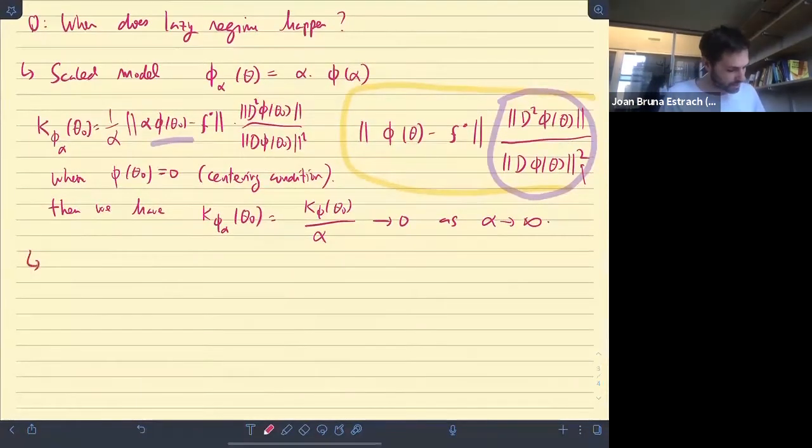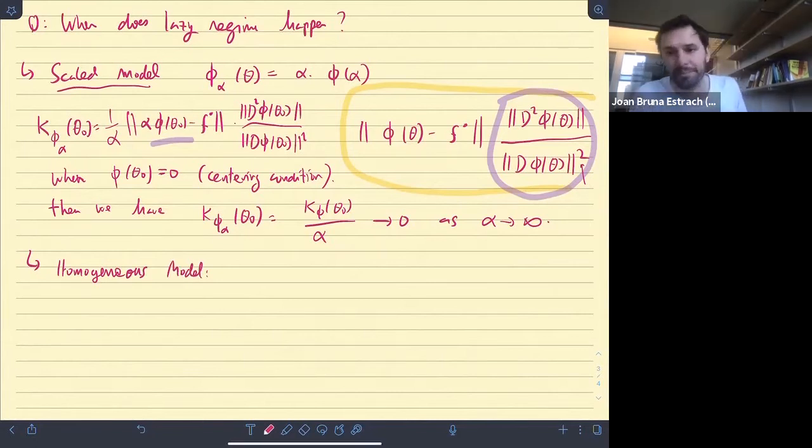There's another simple variant of the scaled model, which is a homogeneous model, which is also very relevant for machine learning. So what is a homogeneous model? A homogeneous model is a model such that if I scale the parameters, I get the same function, but with some factor at the output. That's the homogeneous function. This is true for all theta, and let's say for lambda positive.